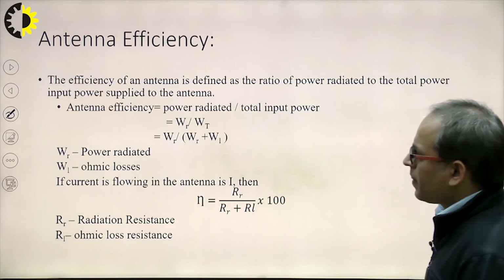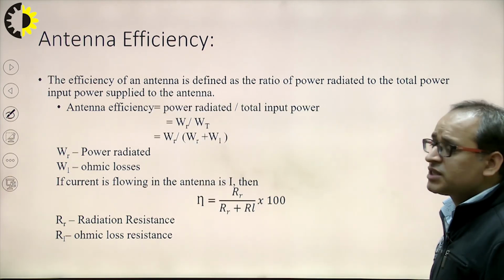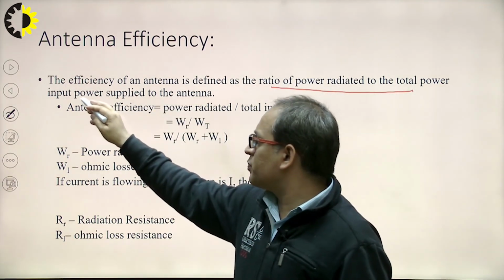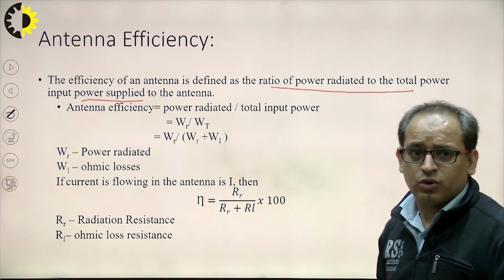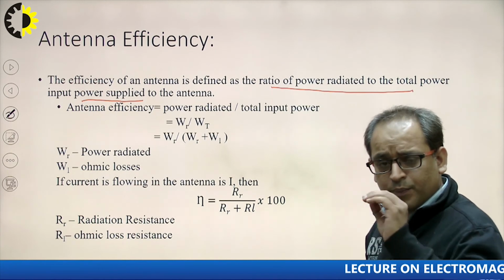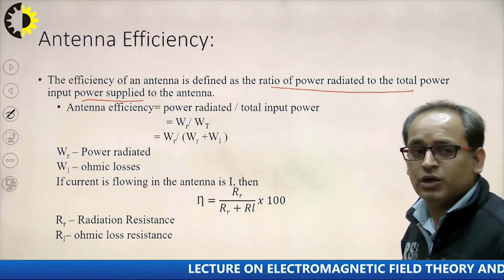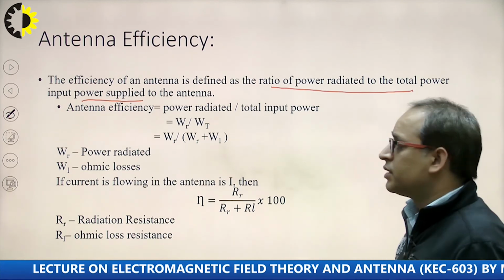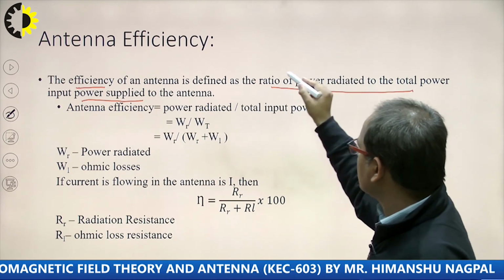Now next one is the antenna efficiency. So the efficiency of an antenna is defined as the what? Ratio of the power radiated to the total input power supplied to the antenna. Means if I am providing some input to the antenna and there is a loss in the antenna because the current is flowing in the wire or a dipole, say, some power will be dissipated. So how much power is radiated as compared to how much power I am supplying to the antenna, that defines the efficiency. Clear?